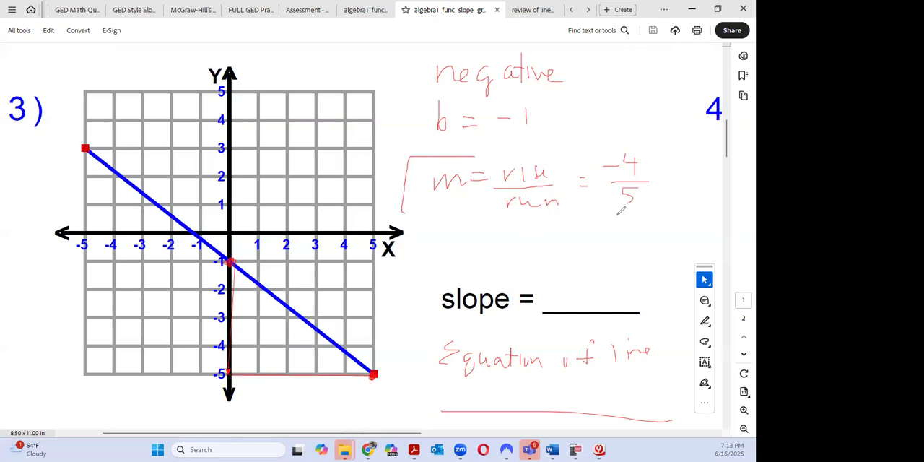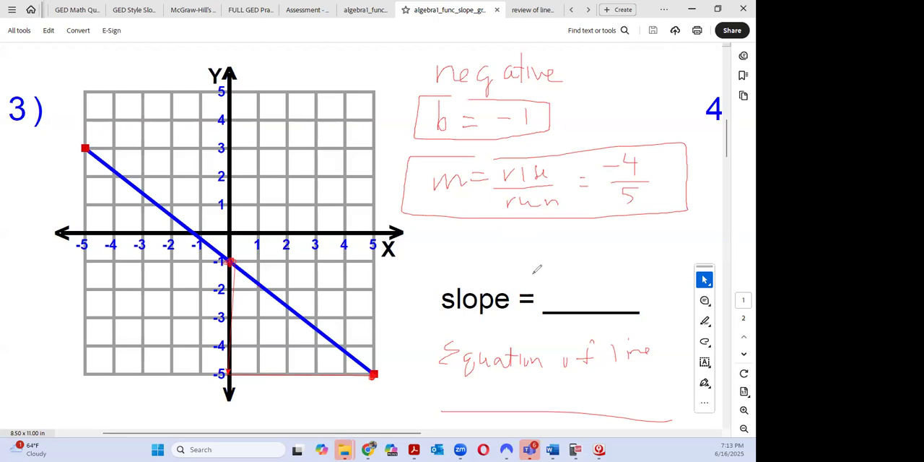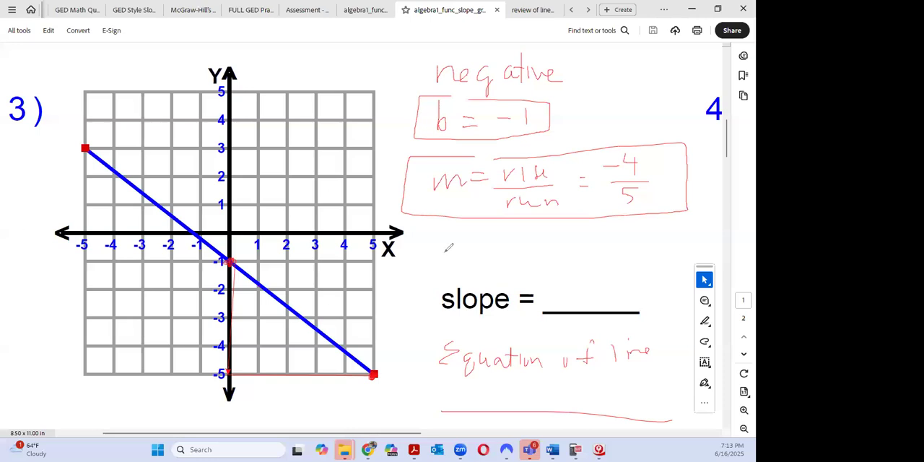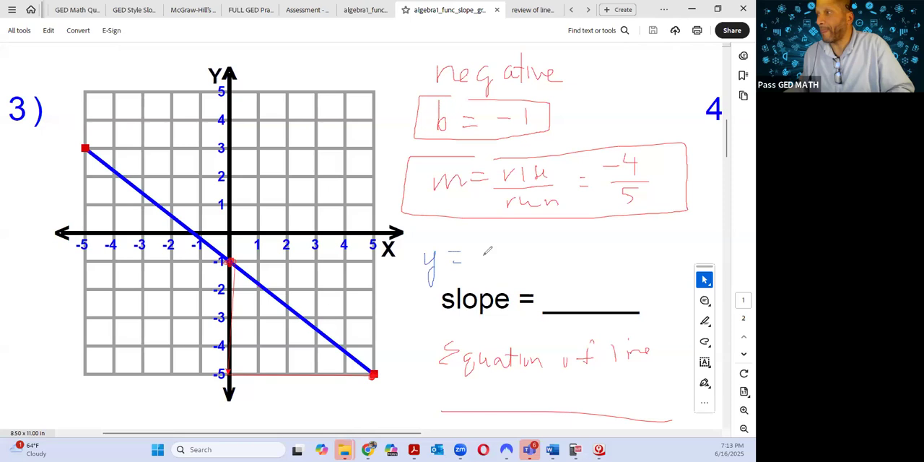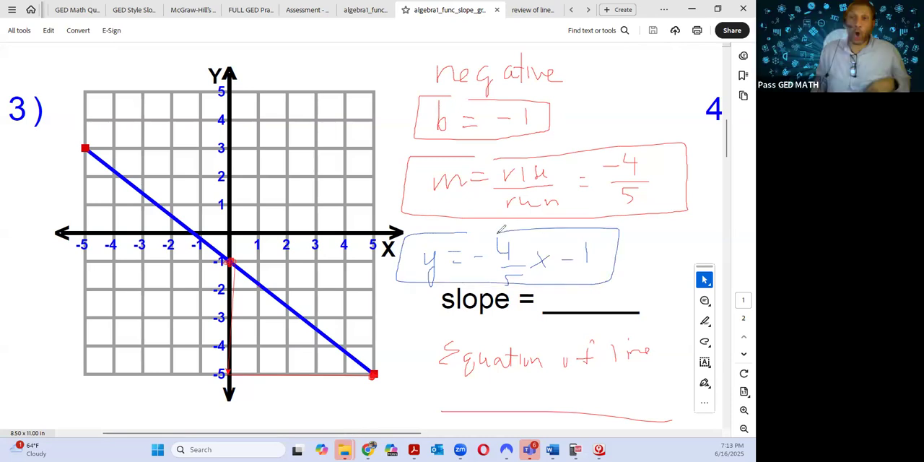My slope of this line is what? -4 over 5. My y-intercept is what? -1. What's my equation of the line? y equals -4/5 x minus 1. Yes. All these concepts are related.